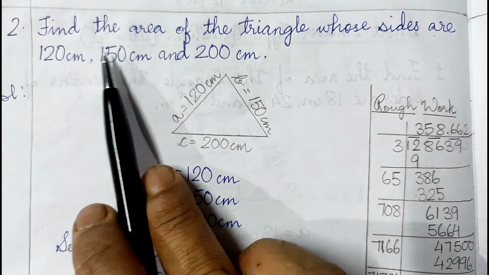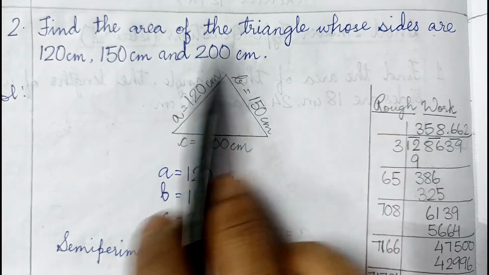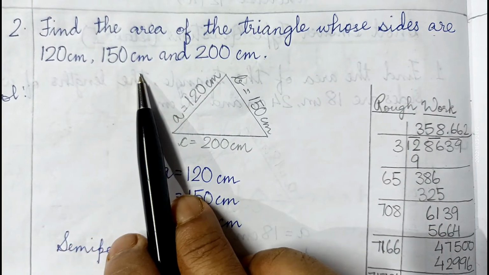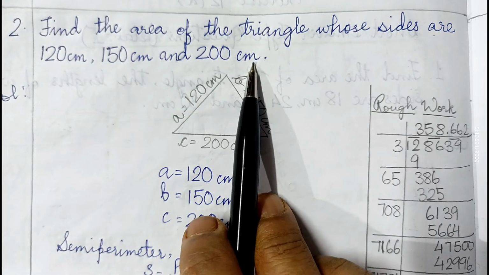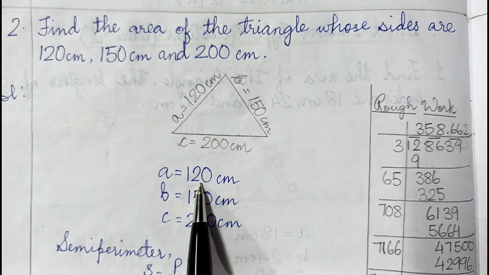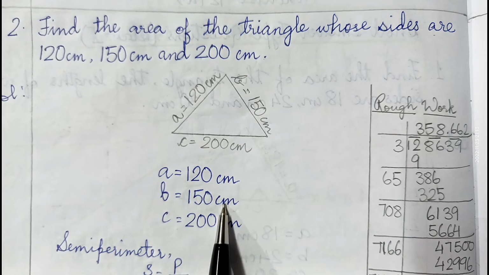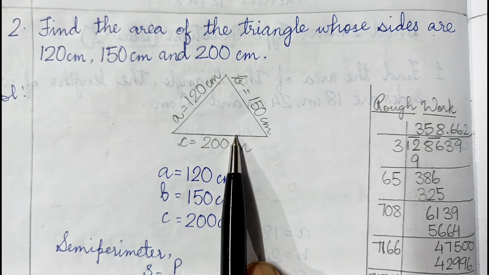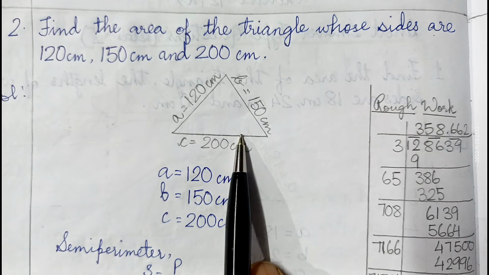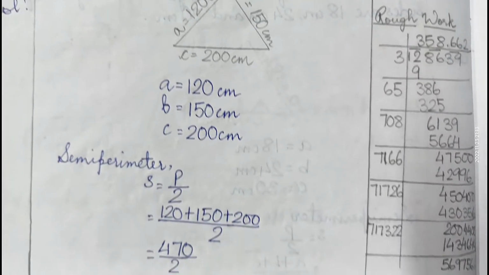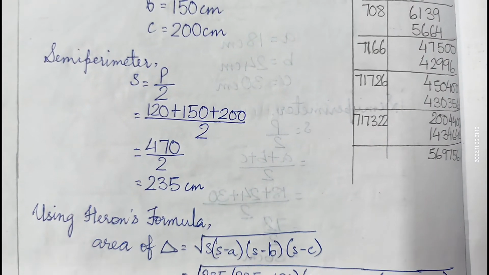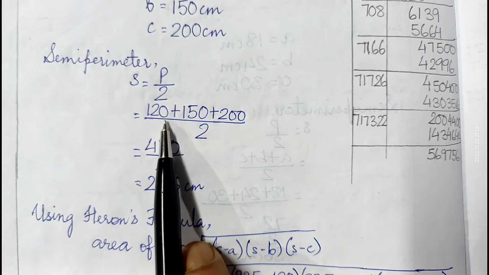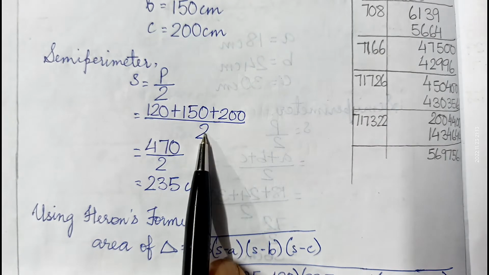In question number 2 it is given, find the area of the triangle whose sides are 120 centimeter, 150 centimeter and 200 centimeter. Here let A be 120 centimeter, B be 150 centimeter and C be 200 centimeter. Since height is not given, we have to use Heron's formula. For Heron's formula we first have to calculate the semi-perimeter. Semi-perimeter means perimeter divided by 2.